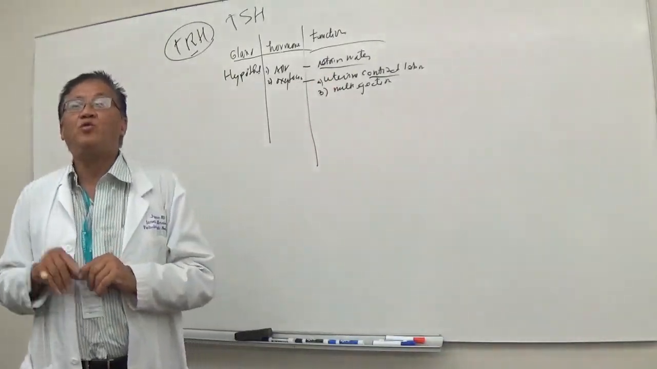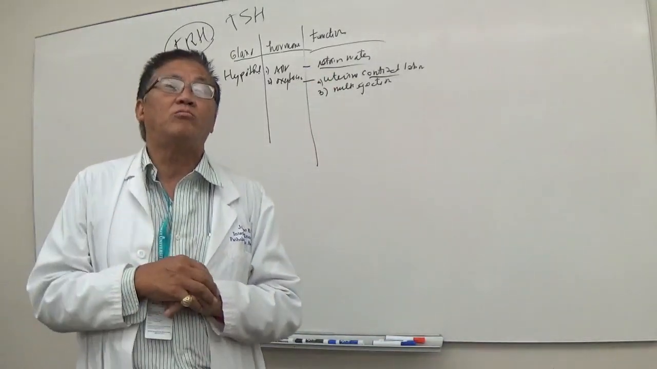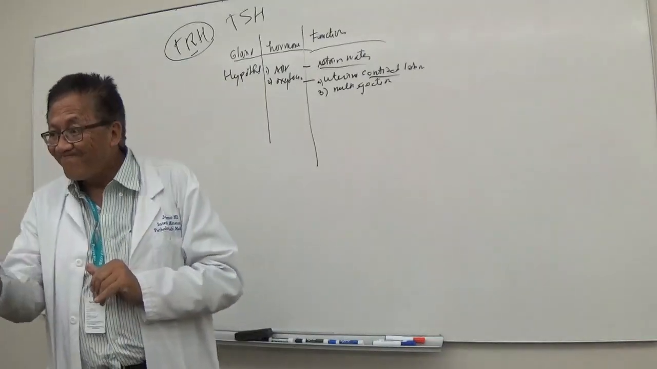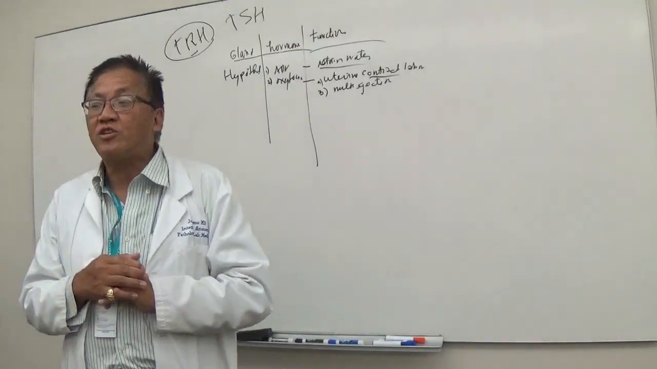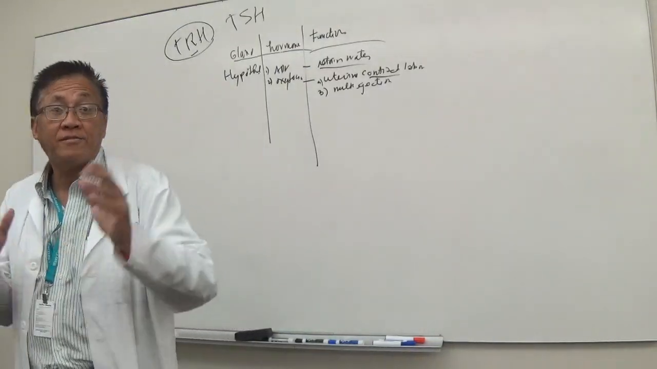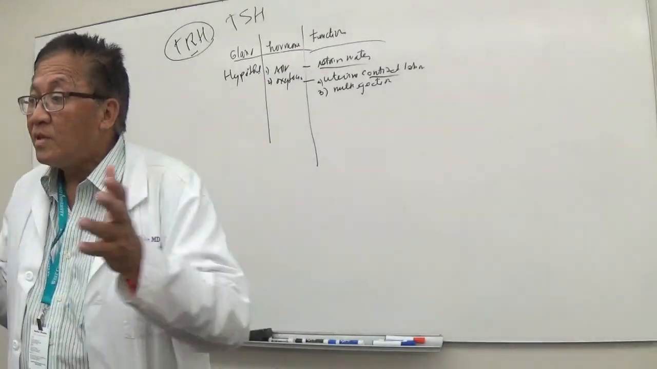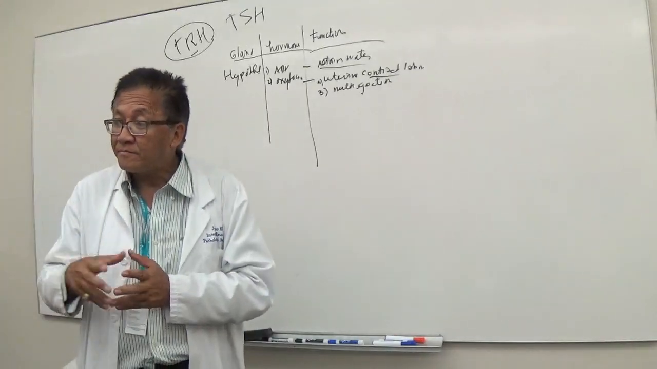Now, what happens if you do not have enough levels of oxytocin? What do you do? You give oxytocin. Okay, what is the term called when you inject the mother with oxytocin? Or we call it pitocin, yes? What is it? Induction of labor.